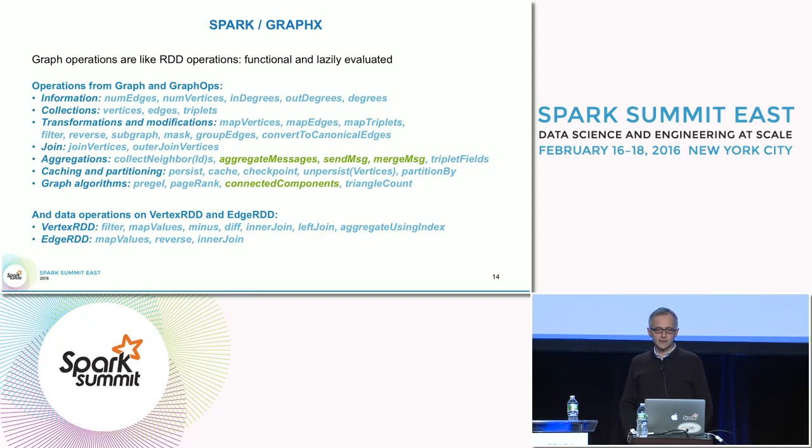You can see the list is rather succinct, and it will essentially group into a few areas, including high-level information of the graph, such as the number of vertices or edges, access to collections, such as the vertices, the triplets, or the edges we've defined previously, transformations, like for instance mapping vertices or filtering out, joins, aggregations. I will, during the remainder of the presentation, zoom in into aggregate messages, as it will be used in the pipeline, caching, and some graph algorithm. And there again, I will zoom in into connected components. And there are also a number of operations available through the vertex and edge RDDs.